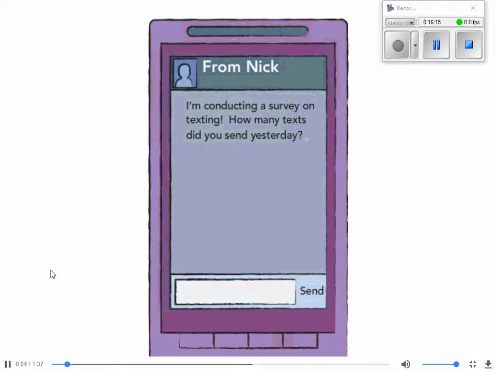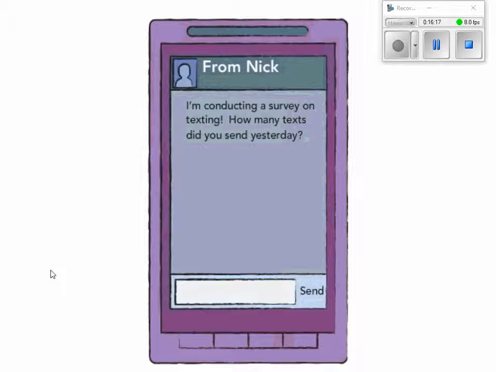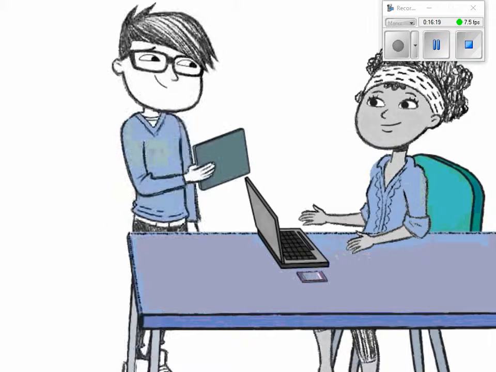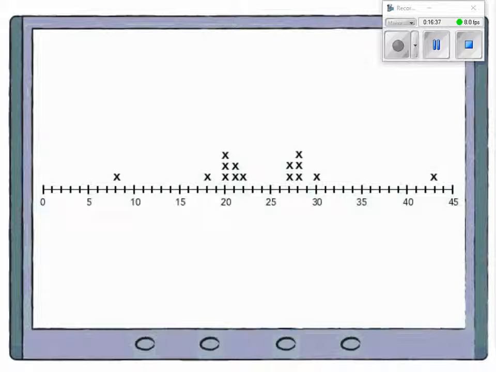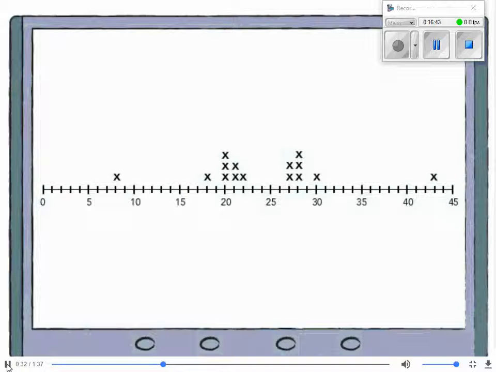Shauna, can I show you my project? I want to run it by you before I present it to the class. Sure. What's it about? I was supposed to find out how many texts my friends typically send each day. I figured I'd base it on the number of texts my friends sent yesterday. Tell me about your set of data. This line plot shows the responses of 15 of my friends. Some of the values are really different. There's a minimum of 8. And a maximum of 43.